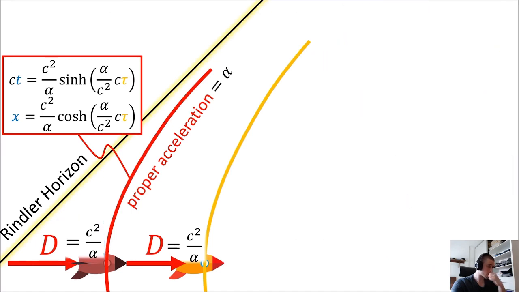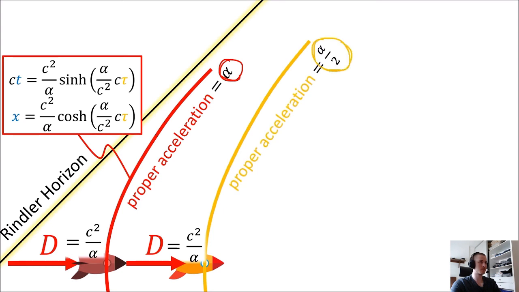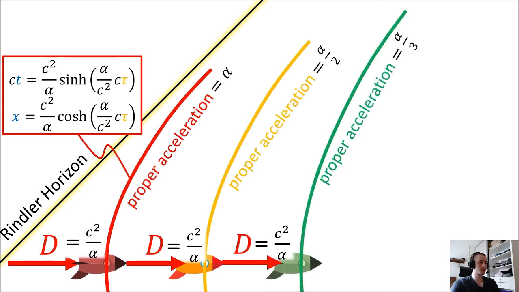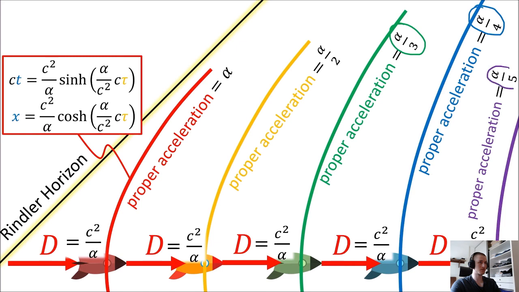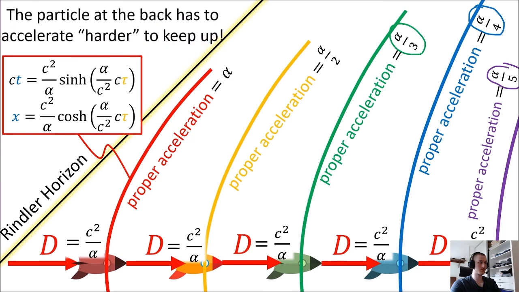So as we said before, in order for two accelerating spaceships to maintain a constant proper distance from each other, the spaceship in the back must accelerate harder, alpha in this case, and the spaceship in front does not accelerate as hard, alpha over 2 in this case. We can continue this pattern to get spaceships traveling with proper acceleration alpha over 3, alpha over 4, alpha over 5, and so on. All of these spaceships maintain a constant proper distance d from each other, but each spaceship must accelerate harder than the spaceships in front of it.